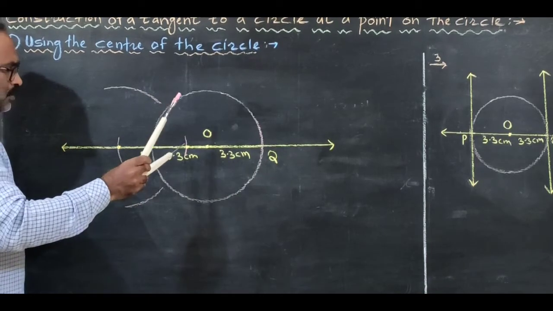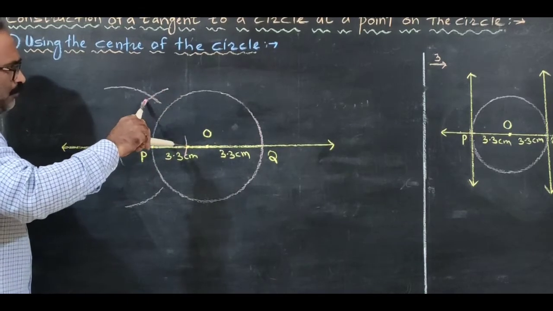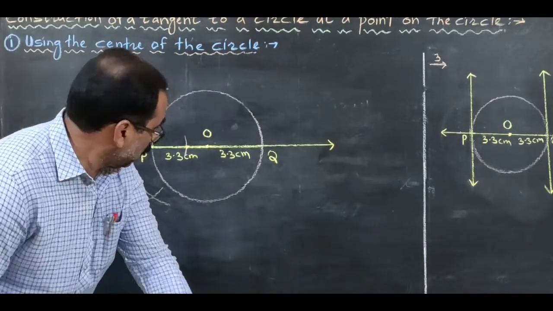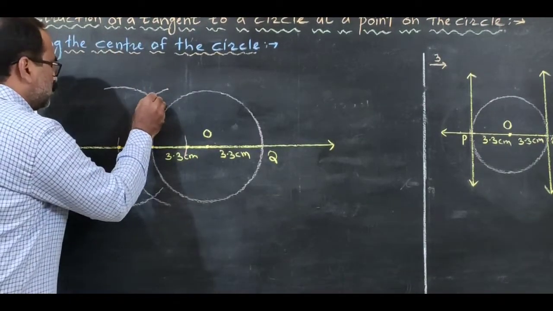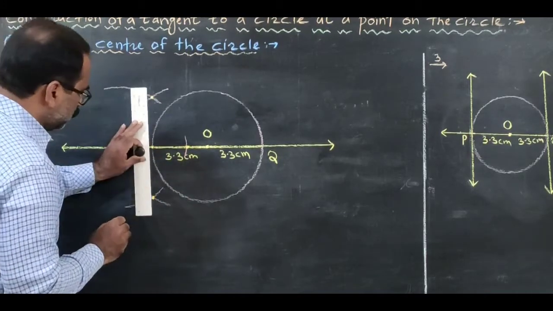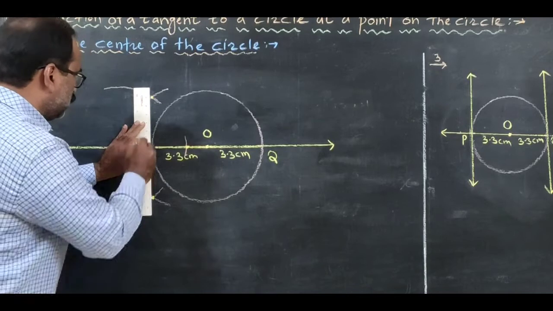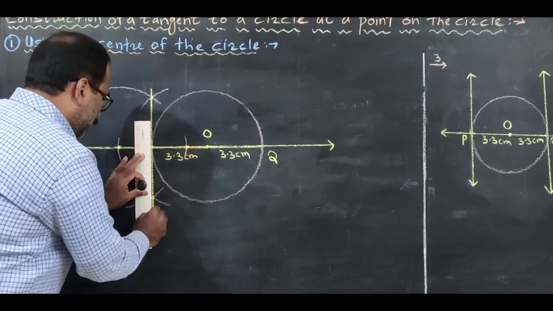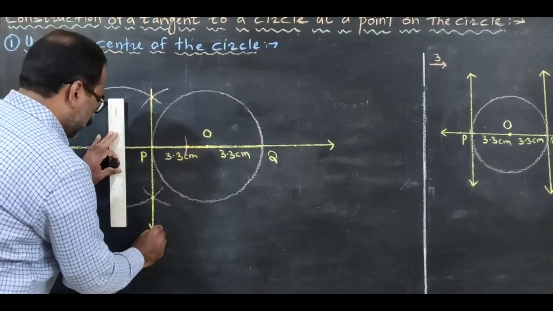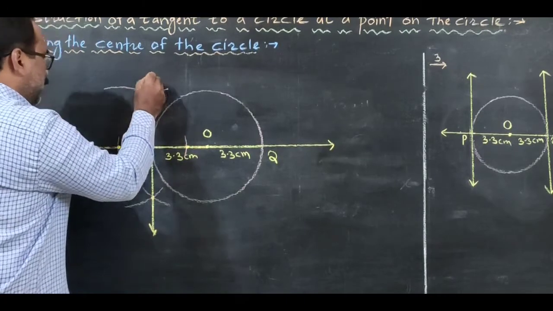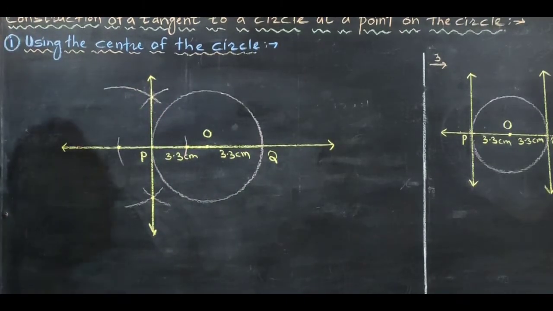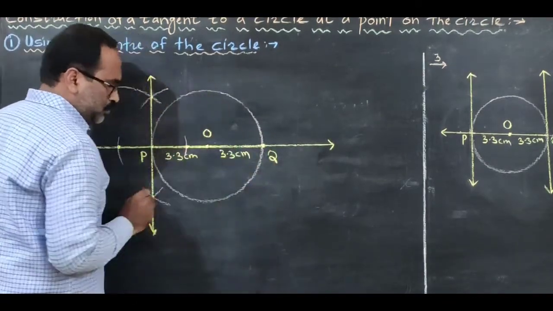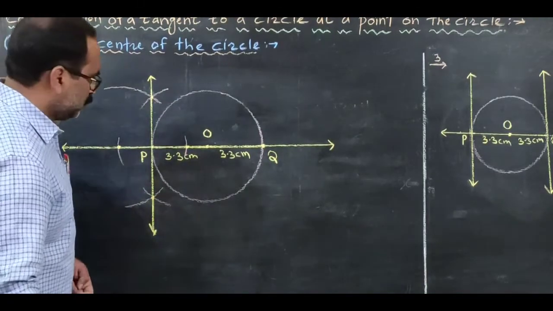Without changing distance, we put nib of our compass at this point and we draw the arc intersecting the previous arc. Now we draw a line passing through these 2 points, which also passes through P, and it is the tangent to the circle at point P. Now we draw tangent to the circle at point Q. We do the same method here.